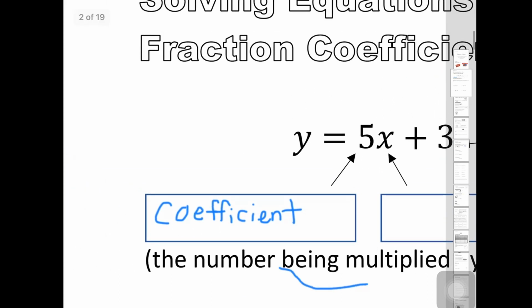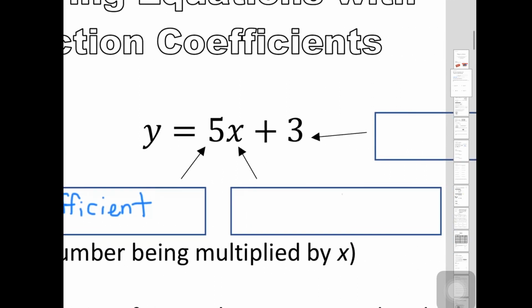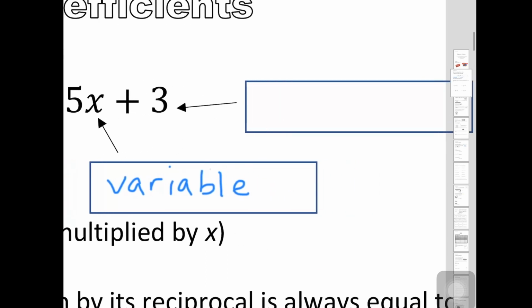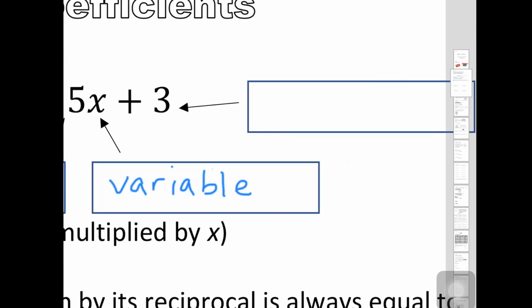So again, coefficient, that is the part of the equation that is being multiplied by your variable. Next to it is the variable itself. In this case, the variable here is x. It usually is, but it can be any letter or any symbol at all, actually.